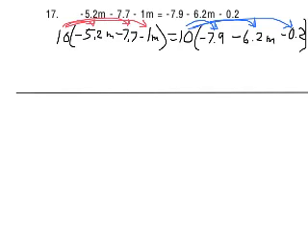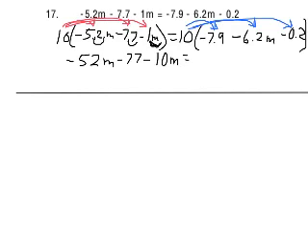So 10 times the negative 5.2, move the decimal place once. We get a negative 52m. And then 10 times the negative 7.7, move the decimal point once. We get a negative 77. 10 times 1, the decimal point for 1 is right there, so we just have to move it one place, excuse me. So it would be 1 minus 10m.